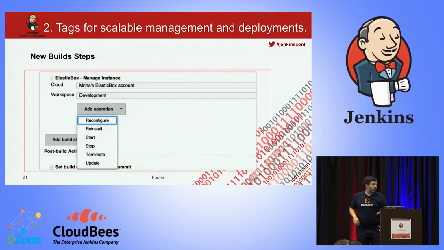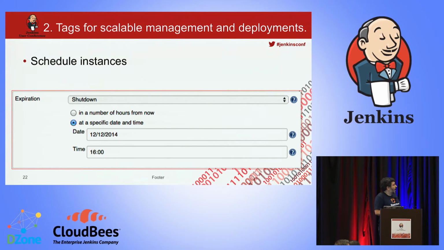So to go a little bit deeper into this, basically this is how you can define the manageability of one or more slaves based on tags. With Elasticbox you will be able to add new build steps to Jenkins. Here we are adding one build step where I can, for example, reconfigure one slave or one machine, and I can specify how long I want that slave on. In this case, I'm setting up that this slave will turn off at some point that day.